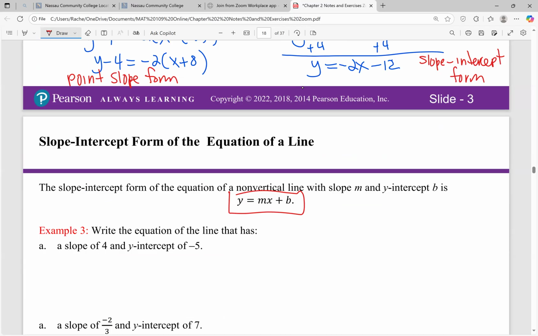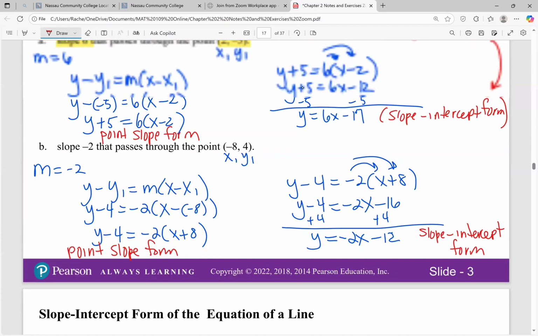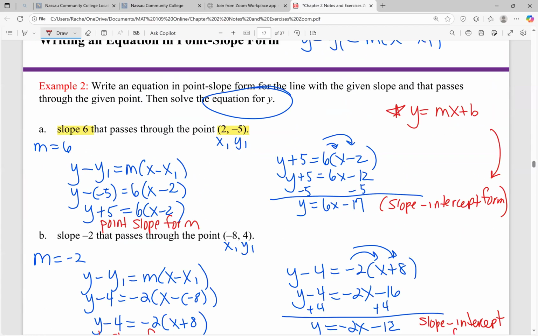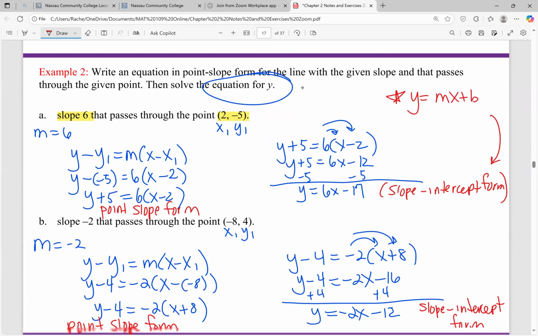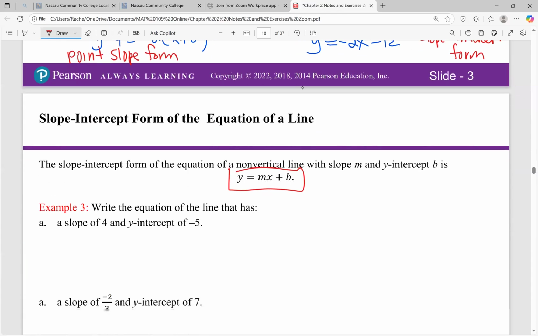Honestly, you could go from one to the other. I think it's more practical to use the point slope form when you have the slope and a point that's not the y-intercept. So in part A up here, my point was 2, -5. That's not a y-intercept. My point here was -8, 4. That's not a y-intercept. How do I know if a point's a y-intercept?